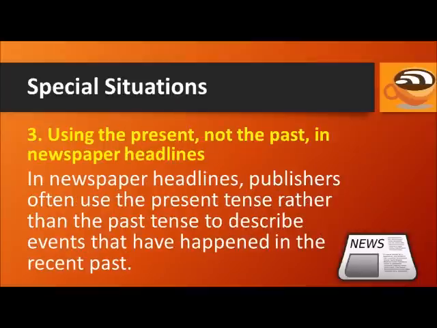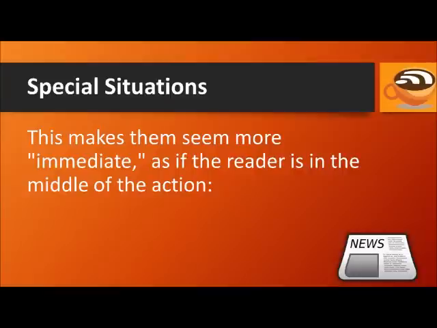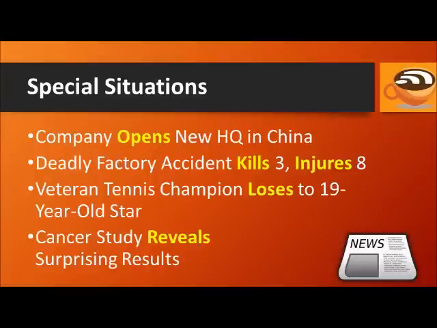In newspaper headlines, publishers often use the present tense rather than the past tense to describe events that have happened in the recent past. This makes them seem more immediate, as if the reader is in the middle of the action. These headlines, for example: Company opens new HQ in China. Deadly factory accident kills 3, injures 8. Veteran tennis champion loses to 19-year-old star. Cancer study reveals surprising results. Although all these events happened in the fairly recent past, in the headlines, we describe them with the present tense.